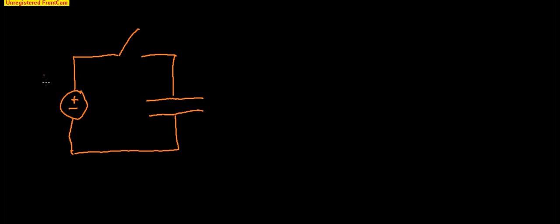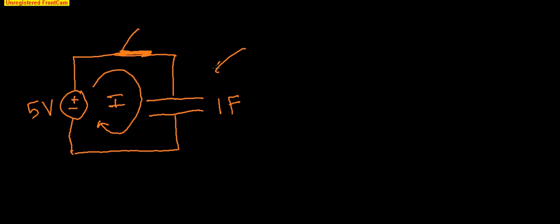So let's say we have this circuit. We have a 5-volt battery and a 1 farad capacitor. So right now there is no current flowing through our circuit. When the switch closes, we have current flow. Right? Current.